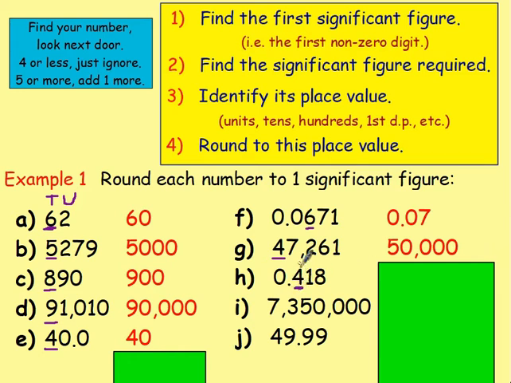With H, the first significant figure is the first non-zero digit, which is the 4. That is in the first decimal place, so we want to round this number to one decimal place. So find our number, look next door, it's 4 or less, so we just ignore. So we ignore the rest of that and we just keep the 0.4.